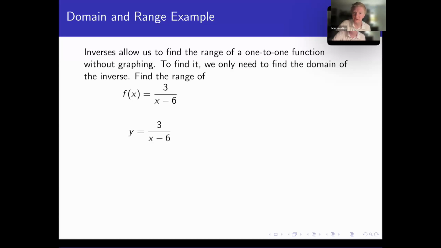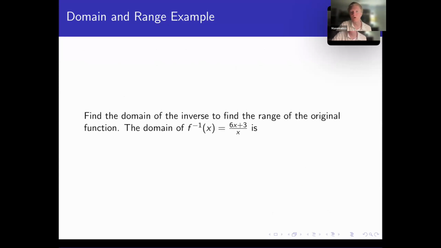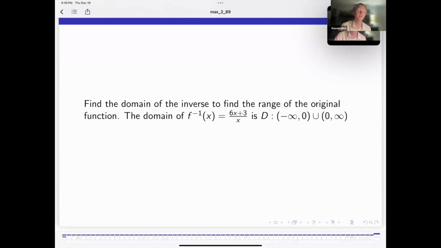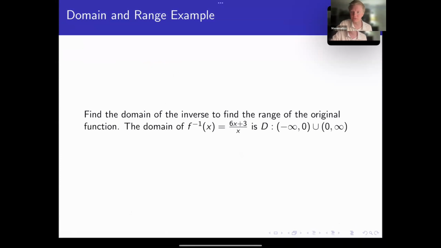Well, y equals 3 over x minus 6. x equals 3 over y minus 6. Multiply both sides by y minus 6. Distribute x. Add 6x, divide by x. So the inverse is (6x plus 3) over x. And what we're going to do is find the domain of the inverse. Again, domain of the inverse is range of the original. Okay, domain of f inverse, where is this defined? Everywhere the denominator does not equal 0, everywhere that x is not equal to 0. So the range of the original function, 3 over x minus 6, is negative infinity to 0 and 0 to infinity. So that's how you can find range of 1-to-1 functions.